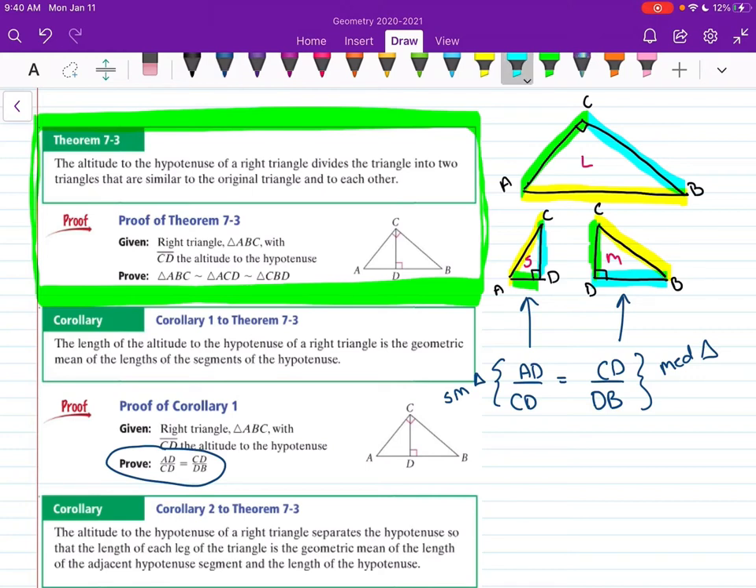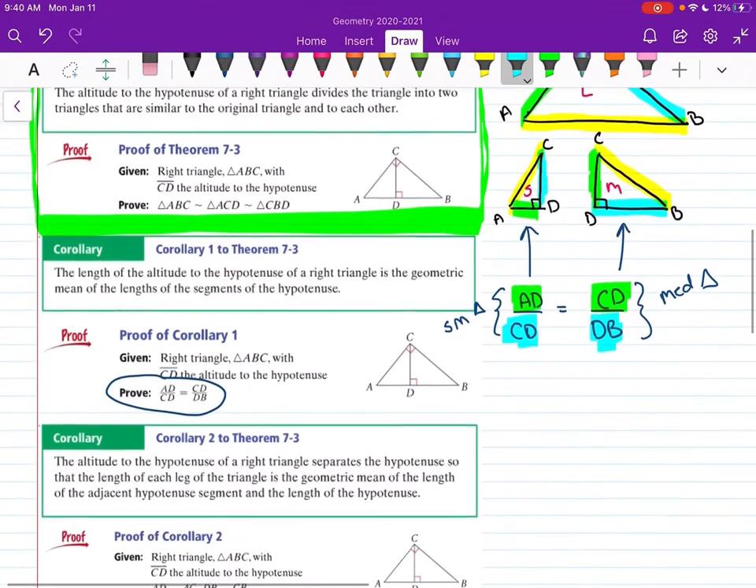And then if I look at how they're color-coded, AD is green, and CD is also green on the medium triangle. And then on the small triangle, CD is blue. And on the medium triangle, DB is blue. So each fraction comes from one triangle. And the numerators both are corresponding parts, and the denominators are corresponding parts. So that's what's happening in that one.